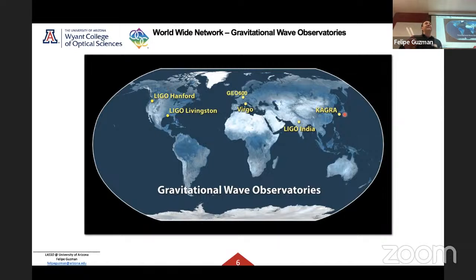Third generation, basically, because we're just advancing the technology. KAGRA is now operating at cryogenic temperatures, and it's also operating underground. So major upgrades that will enhance also the sensitivity, increasing then the volume that we can observe in the universe.